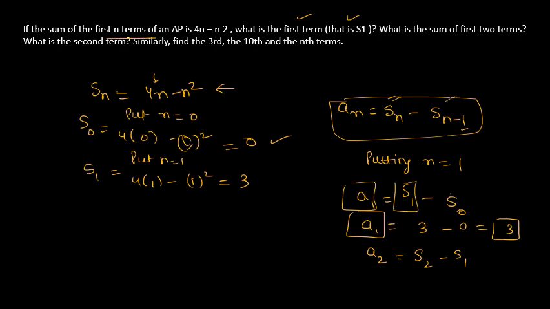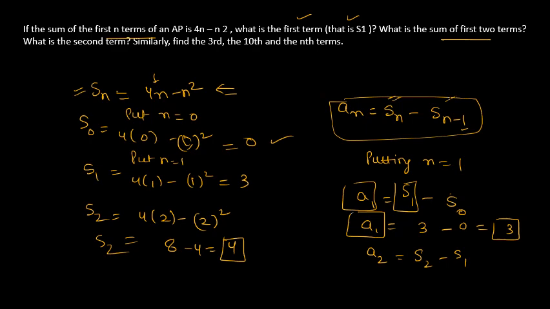Correct? Then what is the sum of the first two terms? S2 if you have to find out. Then just put n as 2. So 4 times 2 minus 2 square from this equation. 4 times 2 is 8, minus 2 square, that is 4, so 8 minus 4 is 4. This is the sum of first two terms. This part is also done. What is the second term? If you have to find the second term, you have to subtract S1 from S2. What is S1? 3. What is S2? 4. So 4 minus 3, that is 1. Correct? Second term is done.